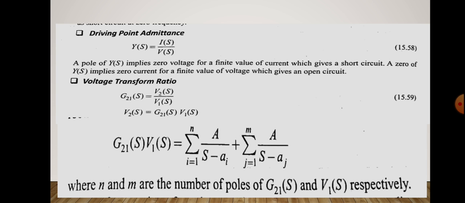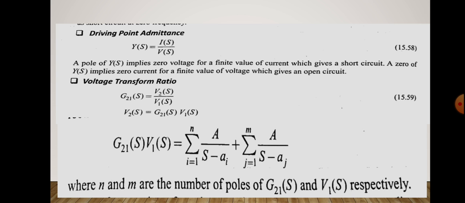G21 of S is the voltage transform ratio, and V1 of S is the voltage at port 1. Here there are terms AI and AJ. AI represents the complex frequencies corresponding to free oscillations, and that depends upon the network function G21 of S. And AJ is another frequency, a pole value, while the frequencies AJ constitute the complex frequencies corresponding to the forced oscillations, and that depends upon the voltage value V1 of S.